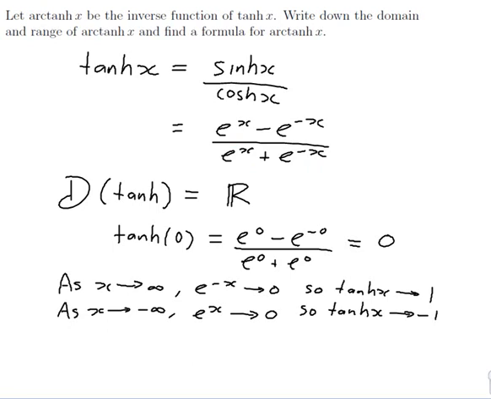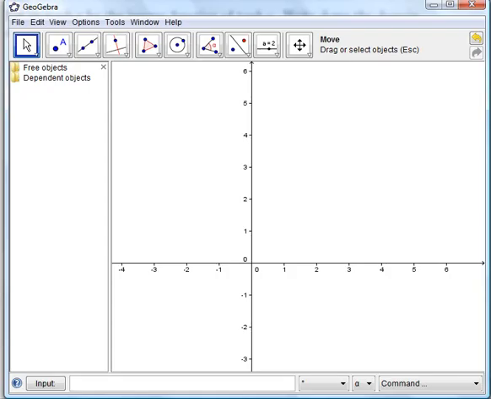So therefore, the range of tanh is from minus 1 to 1, not inclusive. I think I'd like to check that by graphing this function on my computer. Here's the program called Geogebra. Y equals tanh of x.